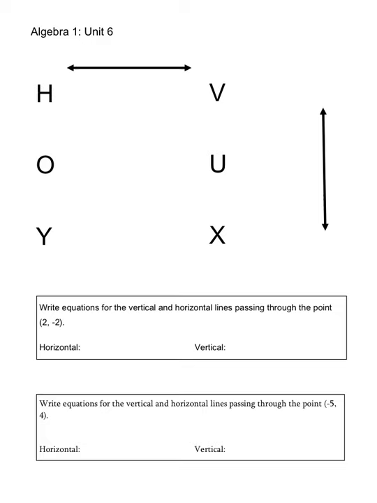HOY stands for horizontal, like the line above it. The O stands for zero slope. And the Y is for the y-intercept, where your line will cross the axis.